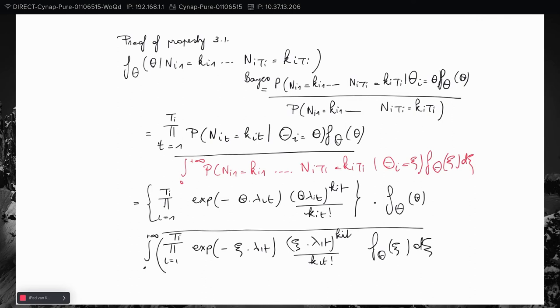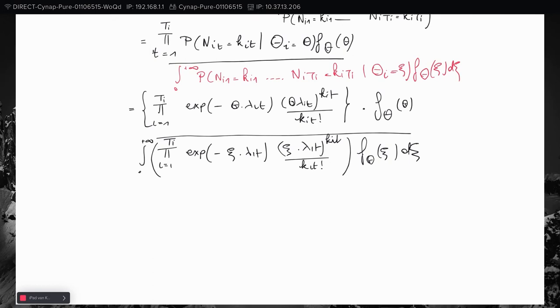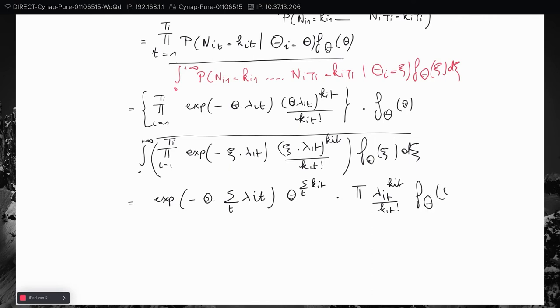Okay, let's put this one in brackets. So here we use that, if I know theta, these N's become independent from each other and they follow a Poisson, but in my Poisson I'm going to use lambda_it times the observed value for the risk parameter. And now I need to put certain things together. It's a product of Poisson probabilities, and I can see that it becomes the exponential of minus theta times the sum of the lambda_it over t. Then here I'll get theta to the power of the sum of the k_it over t. And then I'll have the product of the lambda_it to the power k_it divided by k_it factorial. And I've got my f of theta evaluated in theta.